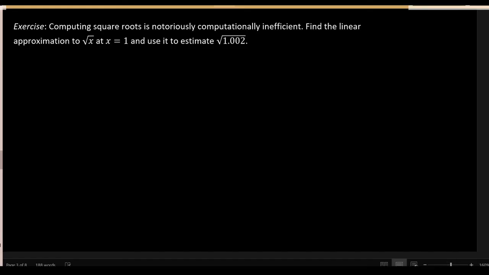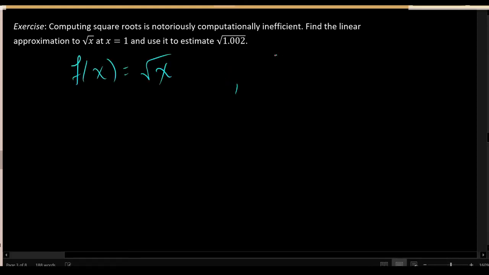It's quite slow to calculate square roots. And as a result, it can be quite slow to calculate distances when you're designing a game or something like that, because distance calculations require the square root. So let's see if we can replace the square root function by something that's linear. Let's find the linear approximation to the square root of x at, for example, maybe x equals 1. And then let's use that to estimate the square root of a more difficult number, like 1.002.